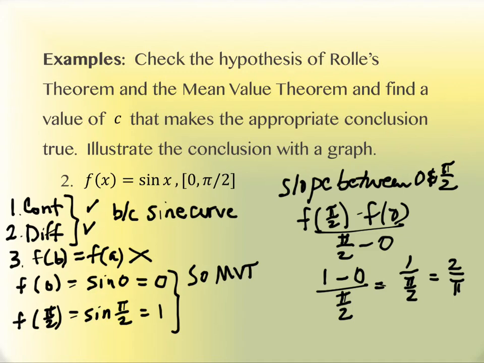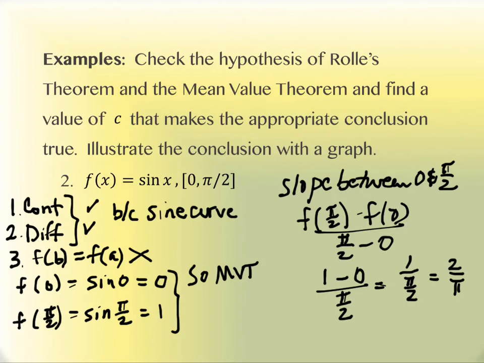All right, so what we're supposed to find, though, is the c value that makes this work. So we're supposed to find where in the world does f prime of x equal 2 over pi? Well, we haven't found f prime of x yet, so let's do that. What in the world is f prime of x for the graph? We have the graph of sine x.